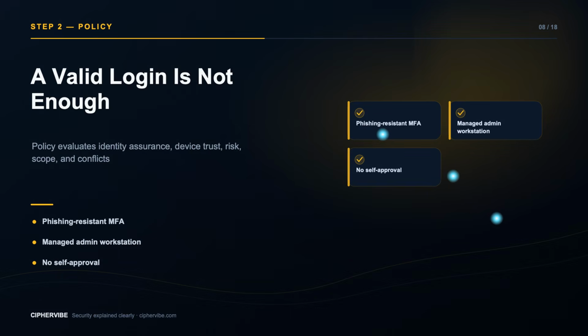The policy engine checks more than a successful login. It requires a dedicated admin identity, phishing-resistant multi-factor authentication, an approved administrative workstation, acceptable risk, a permitted maintenance window, and no conflicting role. It also verifies that Riley cannot approve Riley's own request.